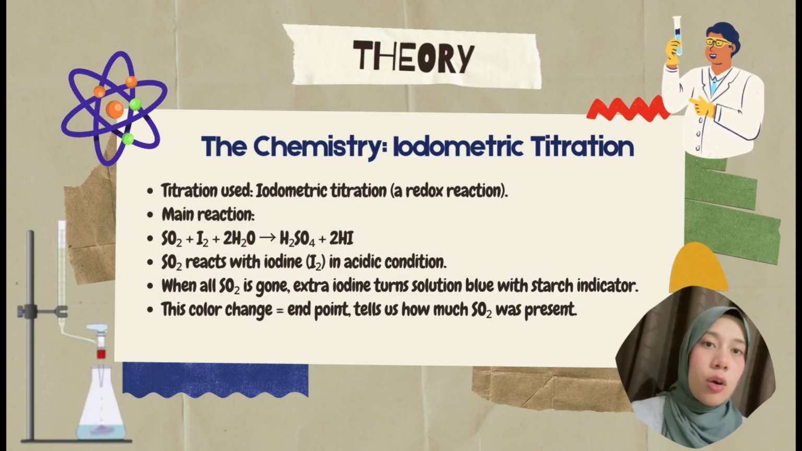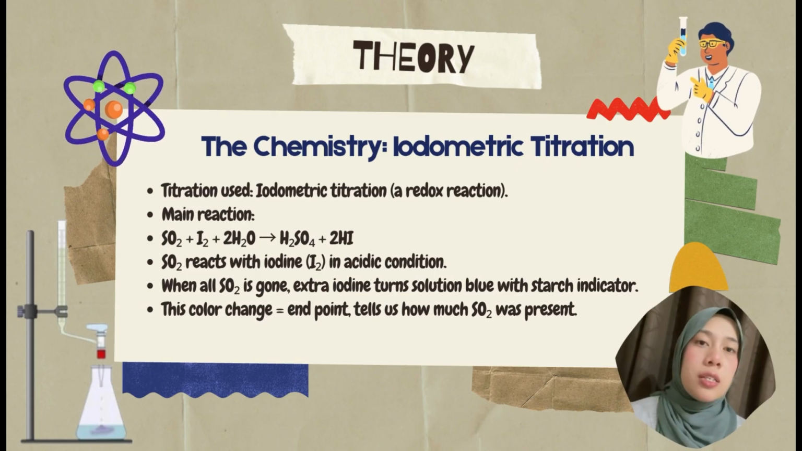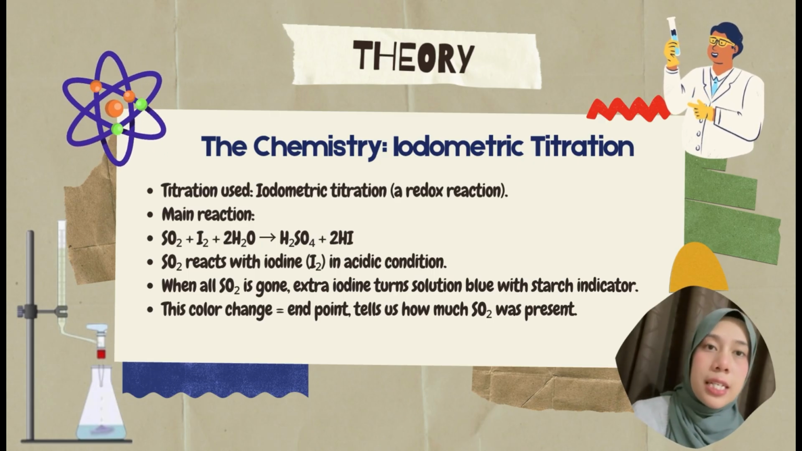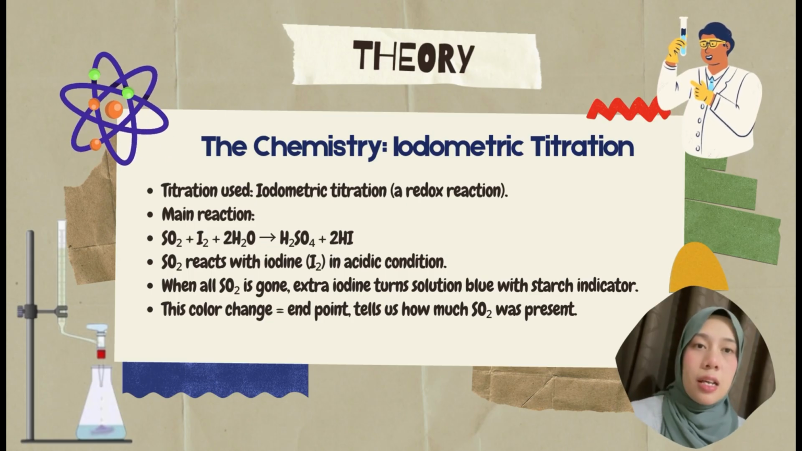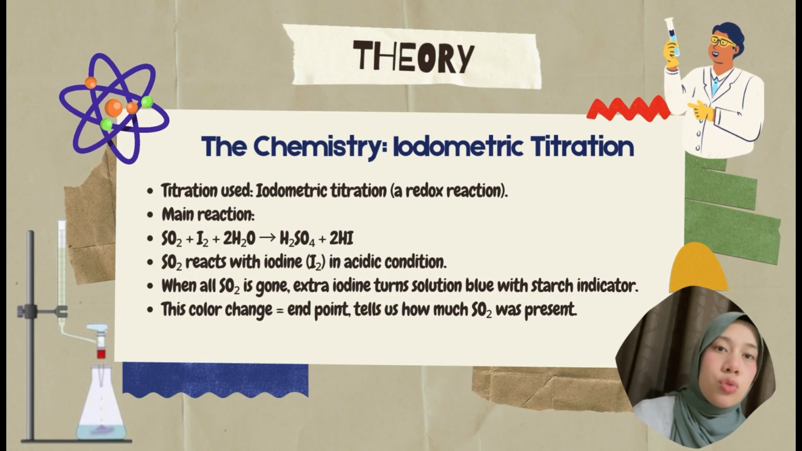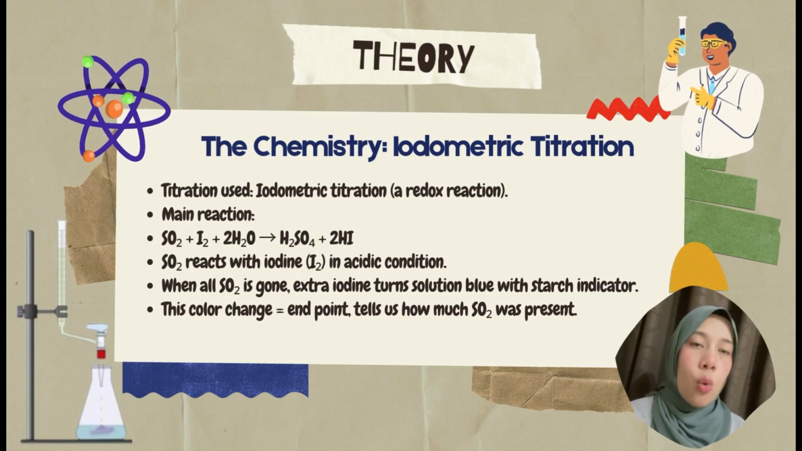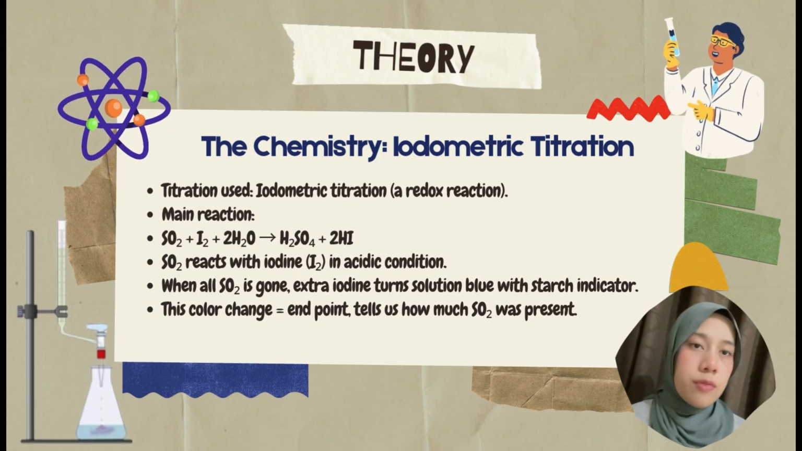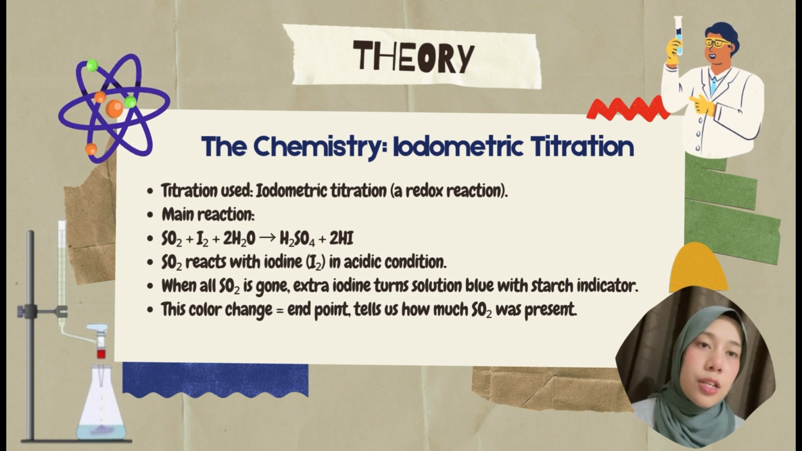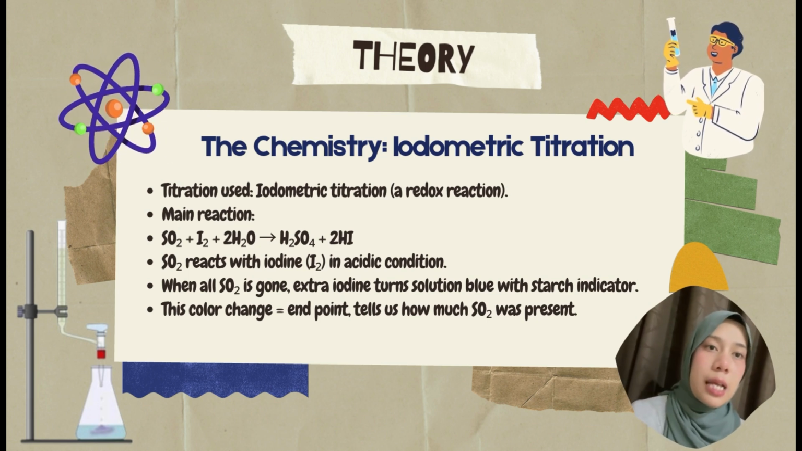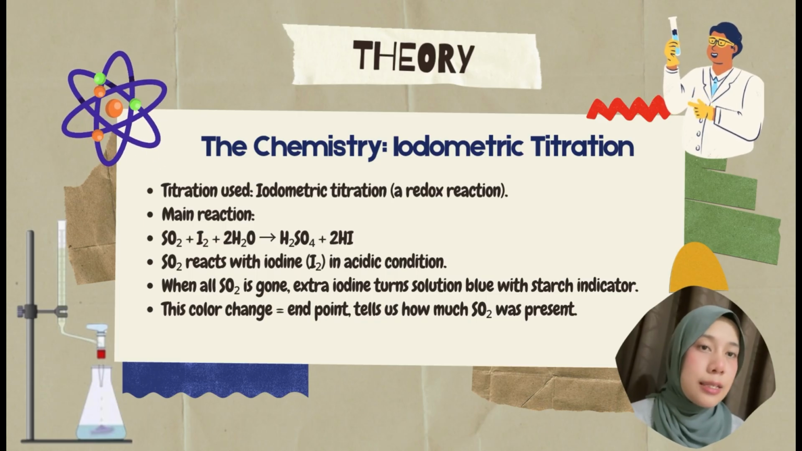Now, let's look at the chemistry behind the titration method. We use a technique called iodometric titration. It works through a redox reaction, where sulfur dioxide reacts with iodine in an acidic solution. The balanced chemical equation is SO2 + I2 + 2H2O yields H2SO4 + 2HI. What this means is that 1 mole of SO2 reacts with 1 mole of iodine, producing sulfuric acid and hydrogen iodide. During the titration, as iodine is added, it reacts with the free SO2 present in the wine.